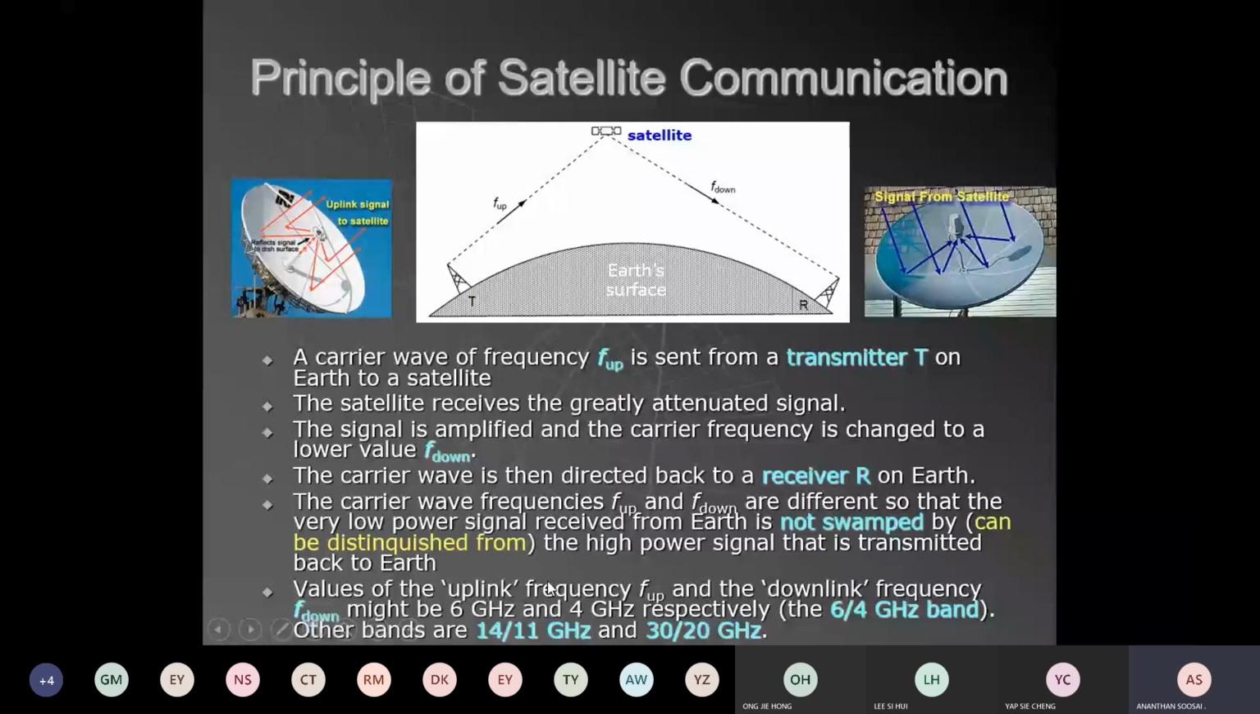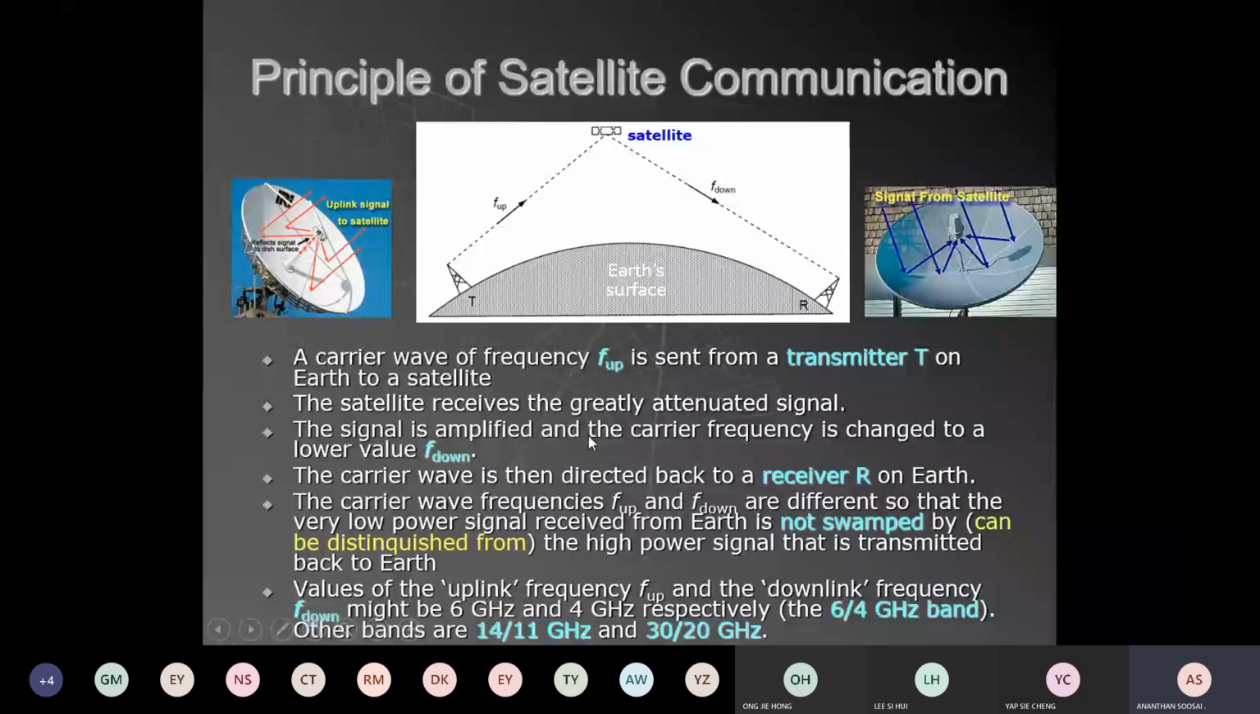Now, a signal is sent from the ground station to the satellite. The satellite does two jobs. It acts as a reflector, and it amplifies the signal. The signal which reaches the satellite is highly attenuated, which means it loses lots of power. So the satellite has to amplify the signal and at the same time reflect it back to another part of the world. So a carrier wave of f up is sent from a transmitter on Earth to the satellite.